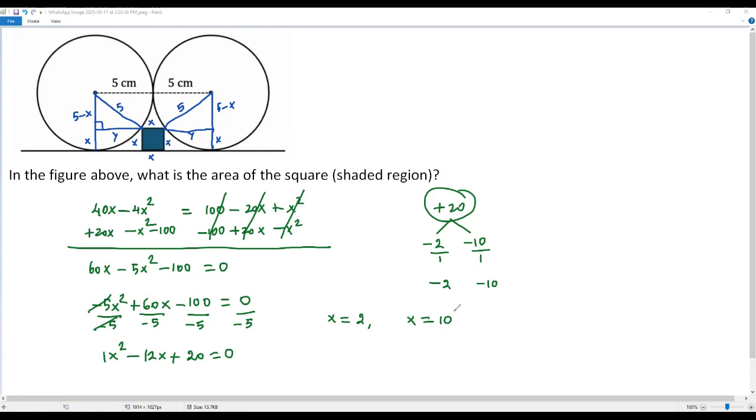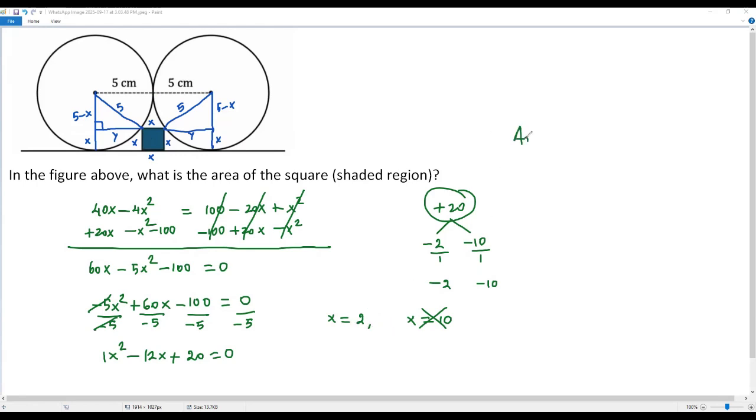Is it possible to have this value 10 for x over here? No, it's not possible. Even when I add the radii of two circles, that is equal to 10. But there is no chance for the length of one of the sides of the square to be 10. So we can reject this value. So the length of one of the sides of the square is possibly 2, that is 2 centimeter.